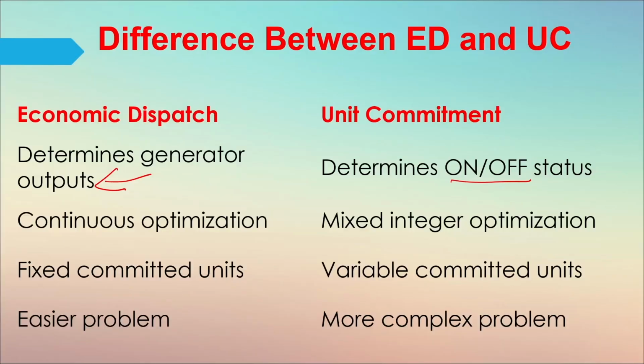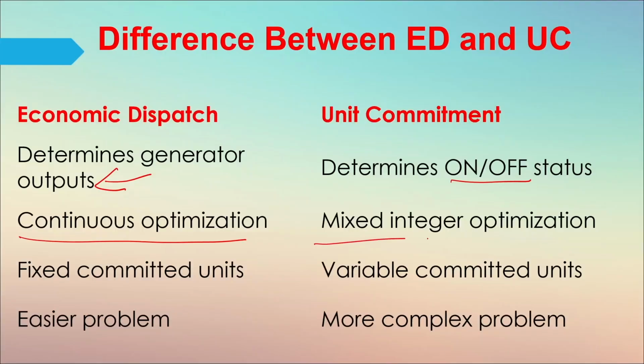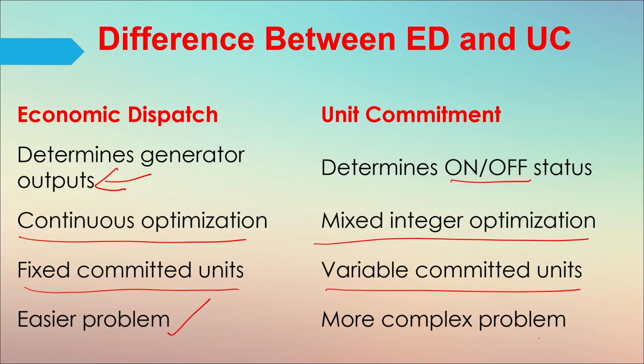If you look at the objective function, the economic dispatch problem is a continuous optimization problem. The variable values are continuous in nature, or sometimes whole numbers, meaning integer in nature. But the unit commitment problem is surely a mixed integer optimization problem. The economic dispatch problem has fixed committed units, whereas the unit commitment problem has variable committed units. So the first is very easy to solve, and the second is a little bit complicated to solve.